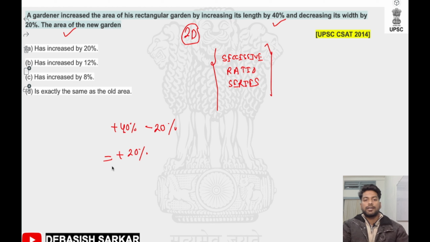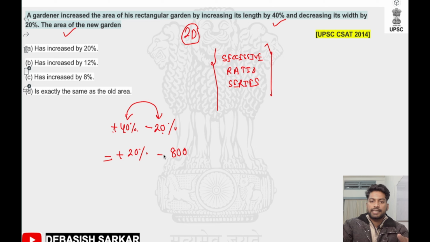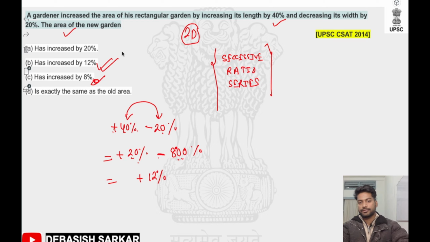But it won't be like that. You have to do one more thing. After that, multiply them. Now 40 into 20, that is 800. Got it? And if you are multiplying plus and minus, the sign will be minus. And put the decimal before 2 digits. So it's ultimately 20% minus 8%. I'm giving the shortcut. So it's plus 12%. So the answer will be: has increased by 12%. B number. This is successive.